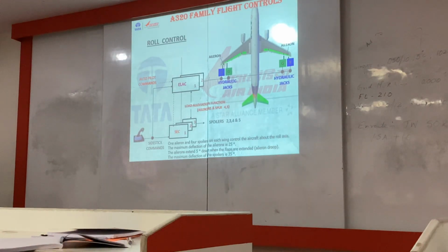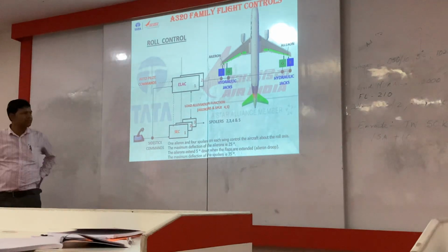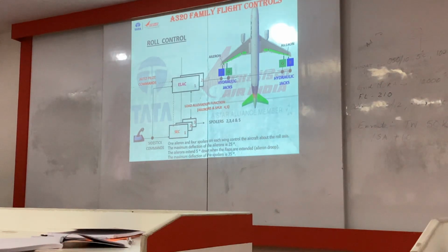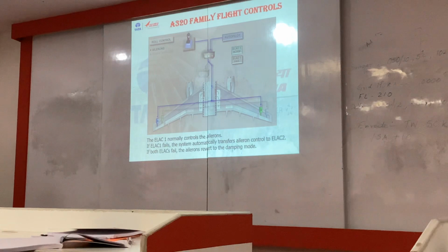Roll control, which surface does the roll control? So LRAR is there and they are connected with the only set, LAC also. So in the roll control, pitch control, the primary was LAC 2. Roll control, the primary is LAC 1.